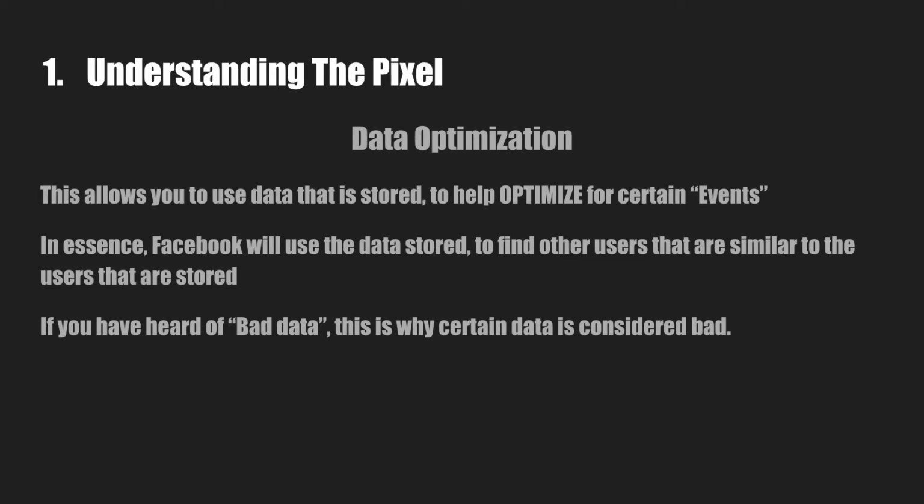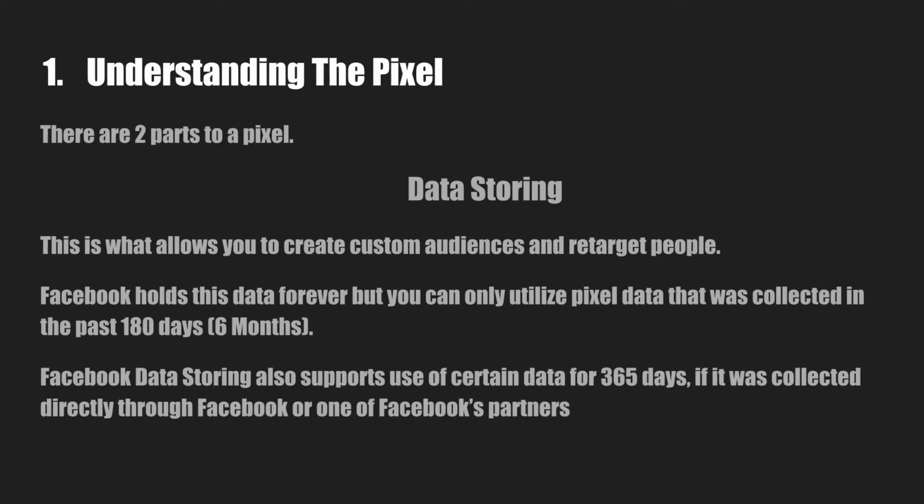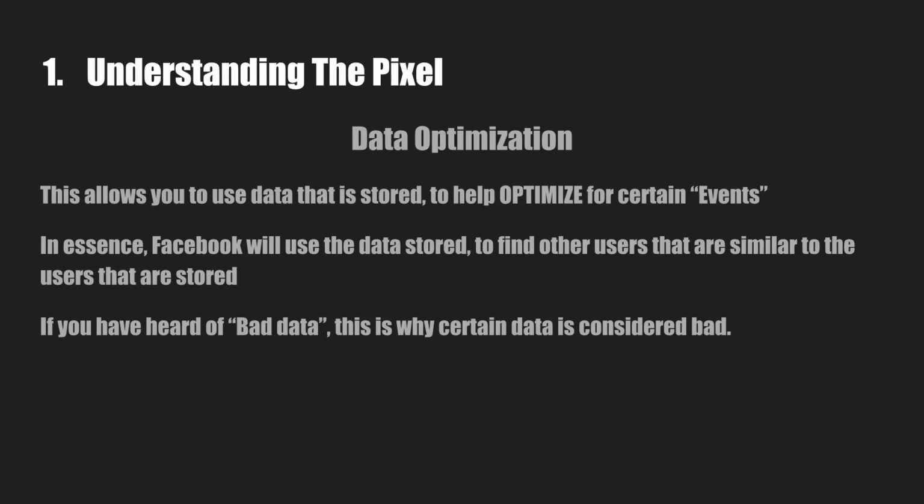Basically, this allows you to use data that is stored to help optimize for certain events. In essence, Facebook will use the stored data to find other users that are similar to the users in your stored data. There's an expression called bad data, which nobody really explained to me. I heard it, but I never really understood what it meant. Bad data with data storing doesn't matter too much because it's just sitting there in a bubble. You don't have to use it. But bad data with data optimization is bad because Facebook will naturally use that data to optimize your current ads. This is a little bit more in depth, but let's move on.